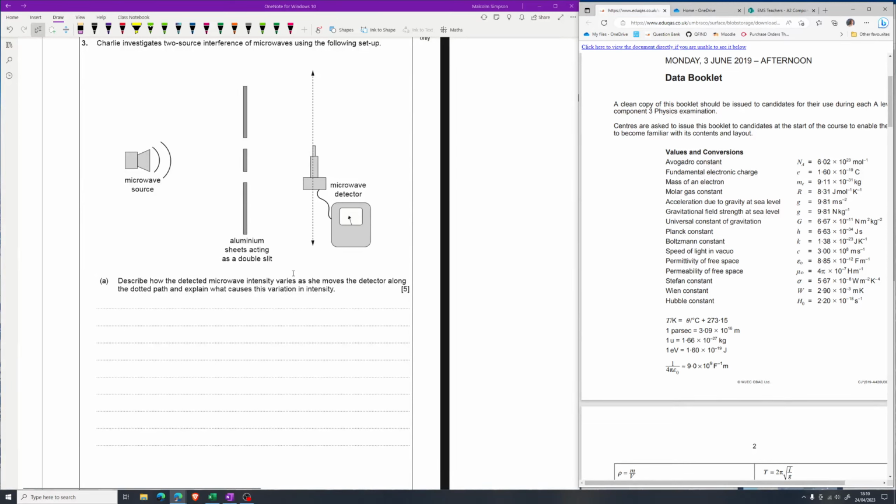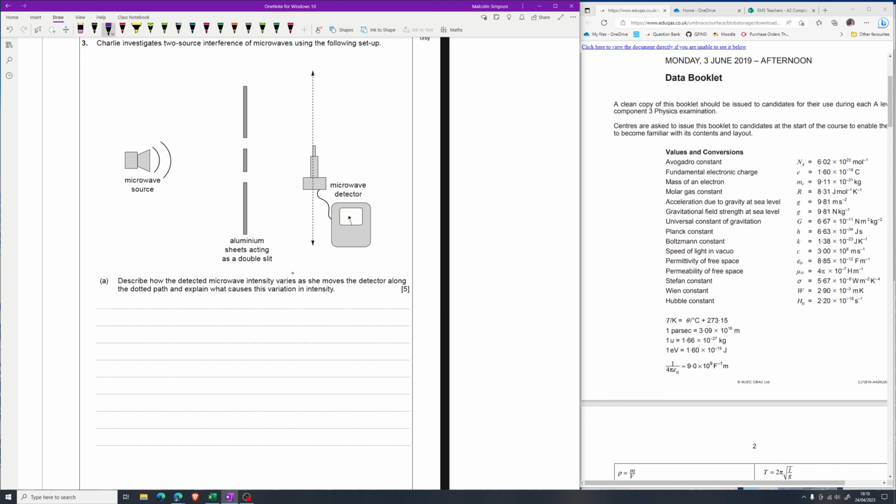Question 3. More microwaves. This time it's Charlie investigating some two-source interference. So this is pretty standard setup. You've seen this a ton of times. It's just that we've got a microwave source rather than a laser. And we're using this aluminium sheet with gaps rather than a sort of close together double slit setup. The pattern won't be visible, so we're using a microwave detector.